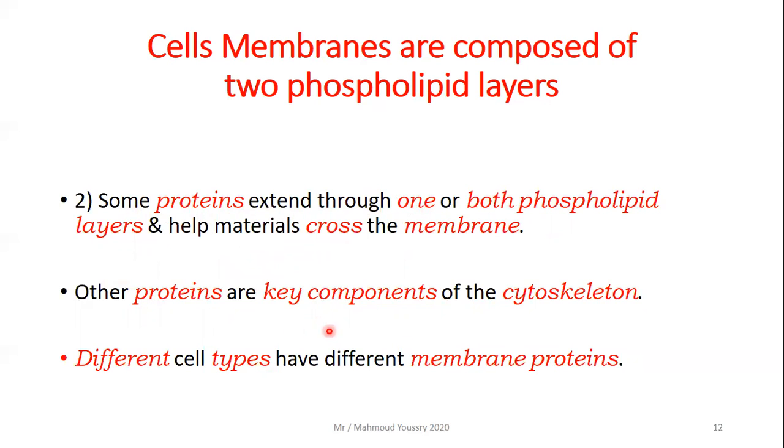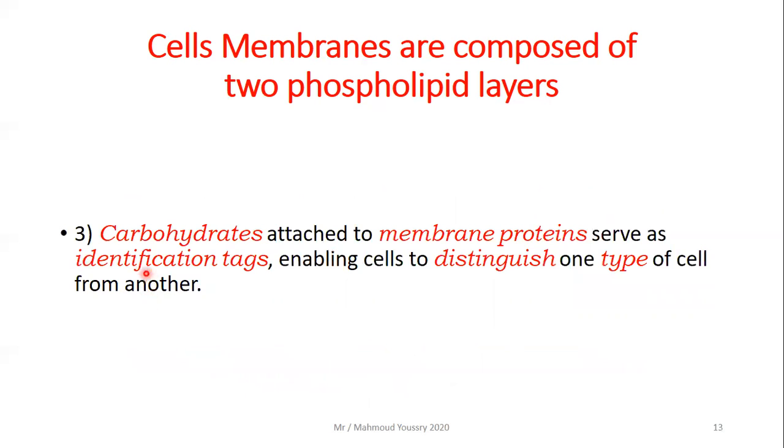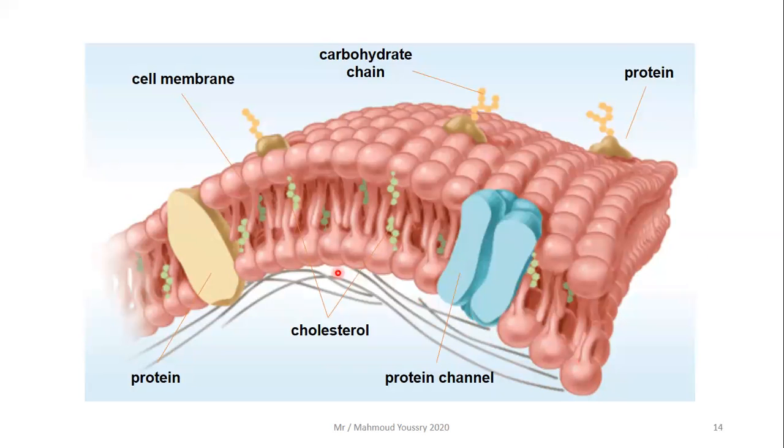Other proteins are key components of the cytoskeleton. Different cell types have different membrane proteins. The third type of molecules found within the cell membrane are carbohydrates, which are attached to the membrane proteins and serve as identification tags. This is for identifying the cell, enabling the cell to distinguish one cell type from another. This is the cell membrane.